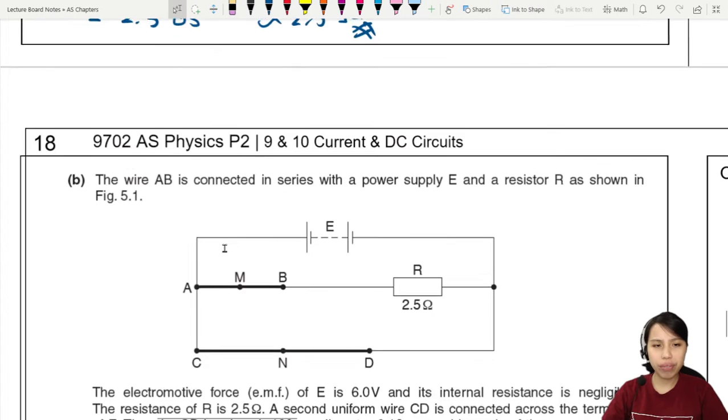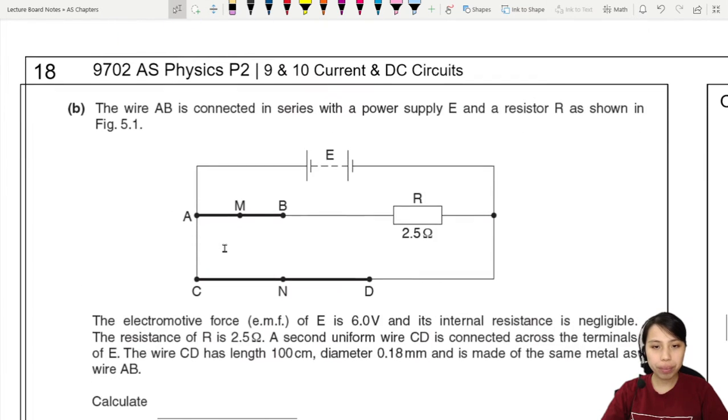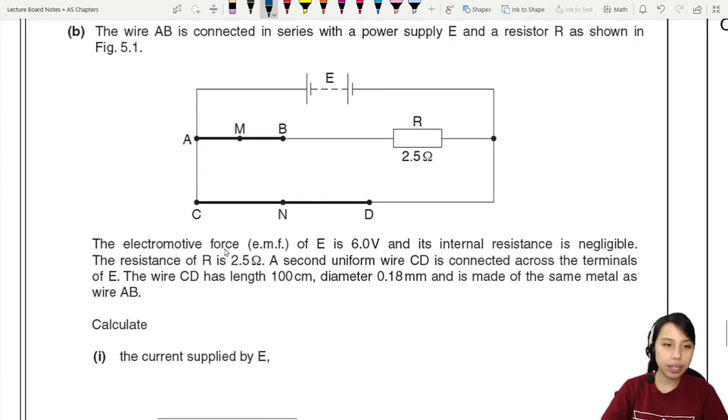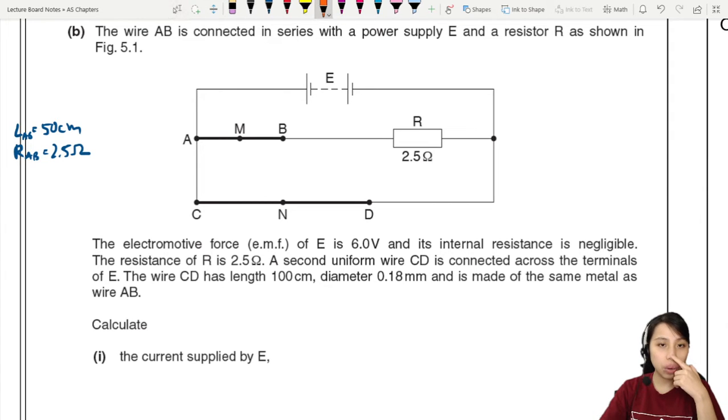Let's write down some facts. So this wire is 50 cm. I'm going to write here: 50 cm, length of AB, and resistance of AB is 2.5 ohm. We need to calculate the current supplied by E, that's the current through the battery.